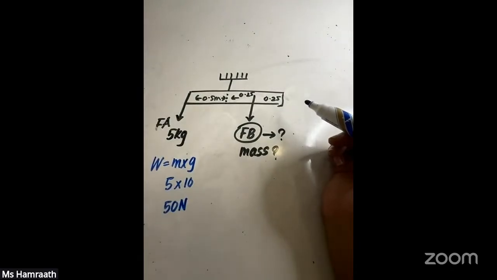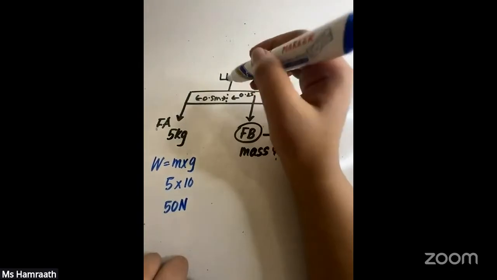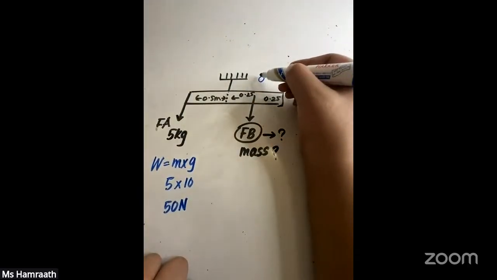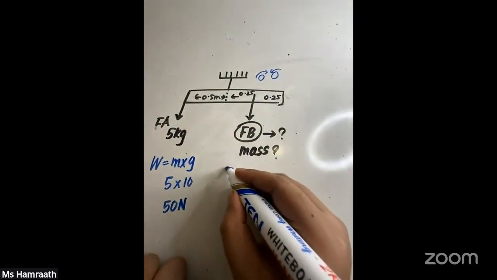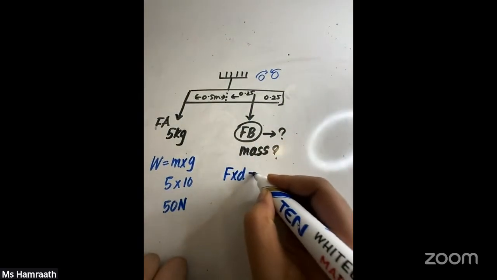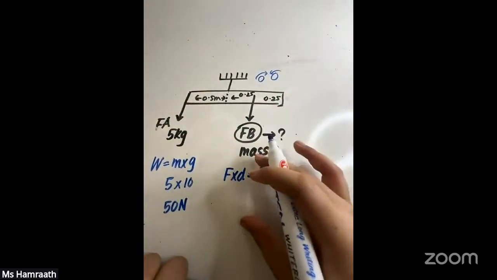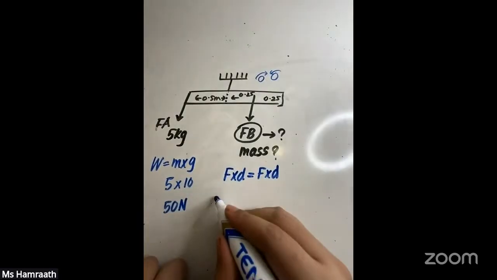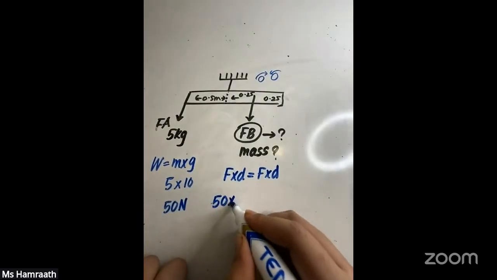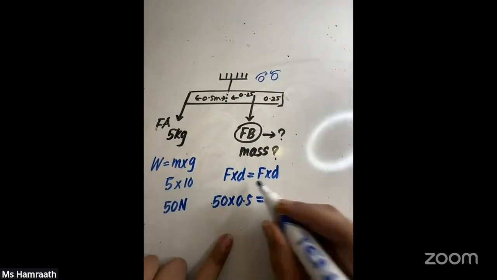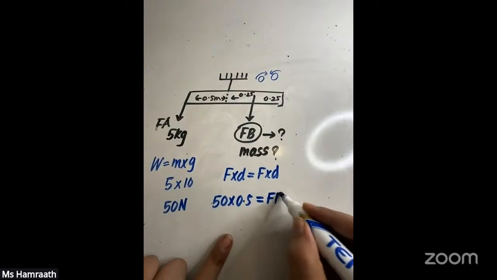Now, you know that this object is fixed, right? If it is fixed, clockwise moment is equal to anti-clockwise moment. So how can we write the equation? F into D is equal to F into D. Why? We are making this side and this side equal. So we know the force is 50 and this distance is 0.5. And on the other side, we don't know the force, so we write it as FB.